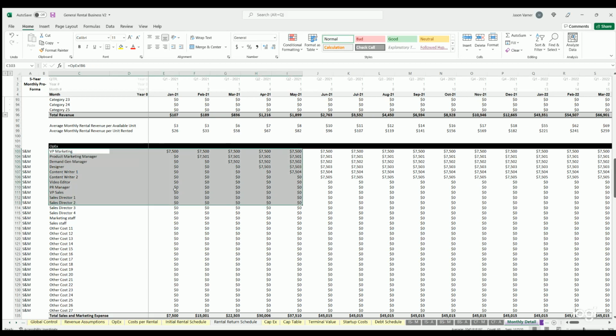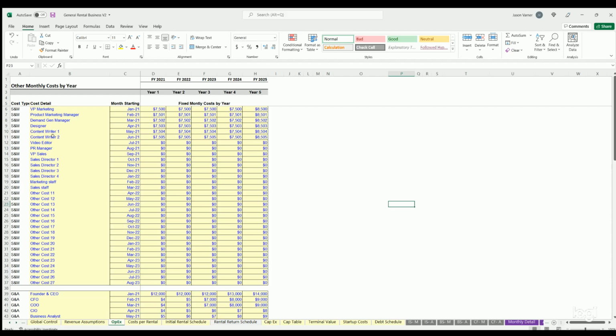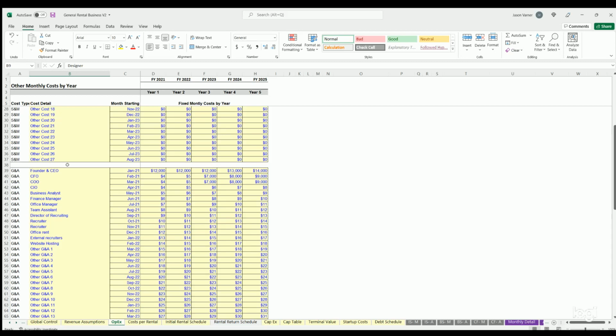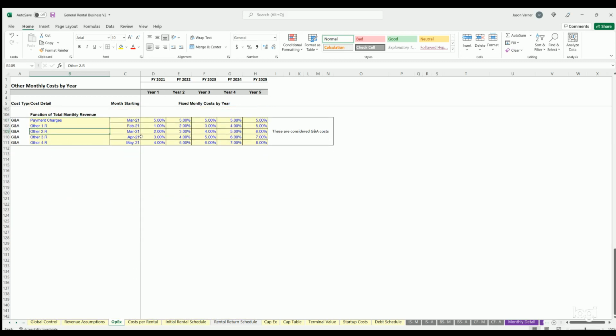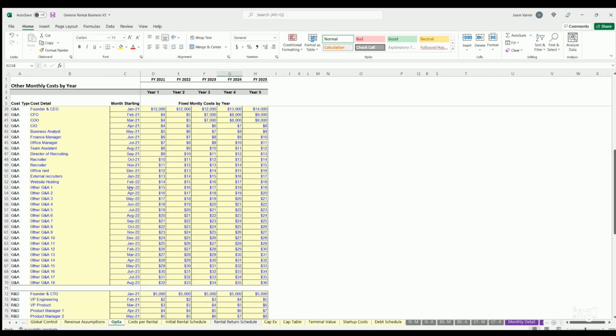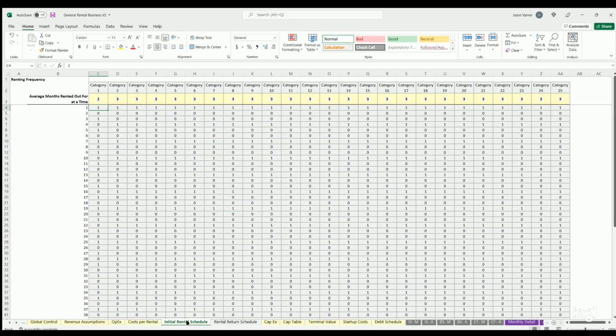You've got Opex. So Opex is going to be defined here on the Opex tab. These are just overheads, different things, fixed costs over time. You can define the monthly cost each year, the start month, and the category. We've got sales and marketing, general administrative, research and development, some more G&A as direct percentage of revenue. This is kind of a catch-all if you can't make it scale anywhere else. We've also got cost per rental and initial rental schedule.